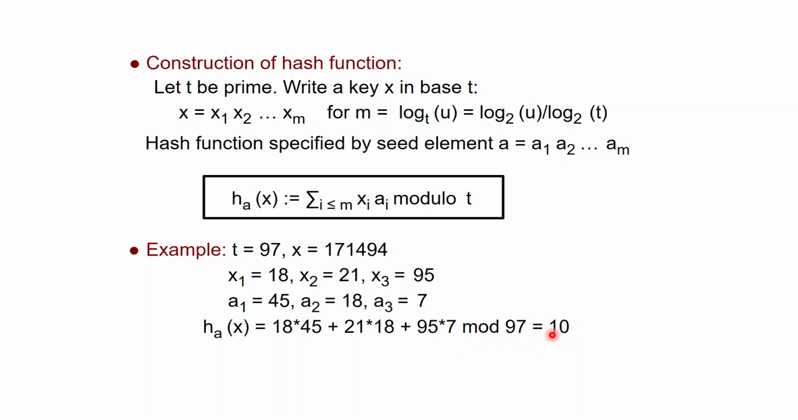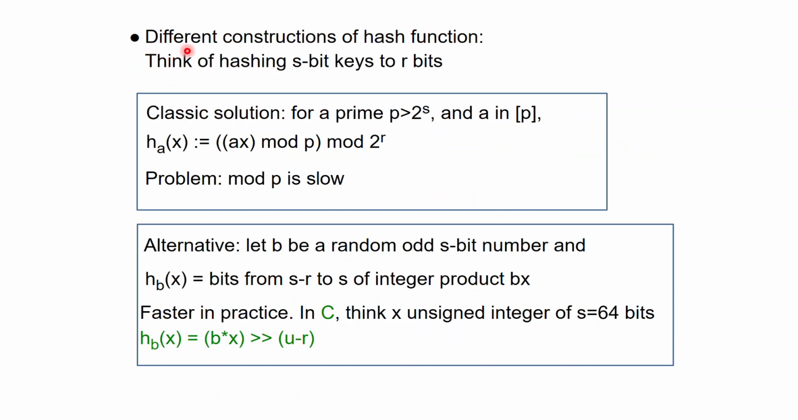Okay, so this is a concrete construction of a hash function, and I want to mention a couple of variants. These are different constructions of hash functions. For this, you should think that your keys are s bits and the output will be r bits. So instead of outputting a number from 1 to t, you output r bits, which correspond to 2 to the power r numbers.